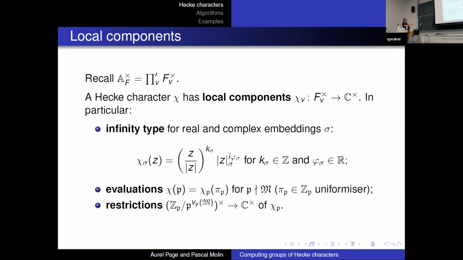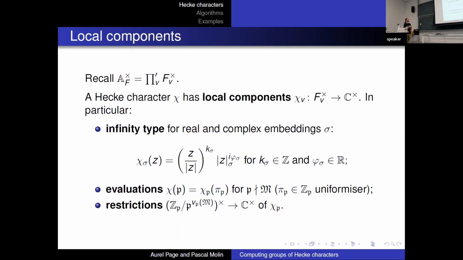And then again, you get restrictions to these kind of groups, ZF modulo powers of primes dividing M, simply by looking again at the local components. So this is the way you recover the same kind of character of ZF mod M that you had before. Okay, so that's the other invariants and values attached to a character that you get.